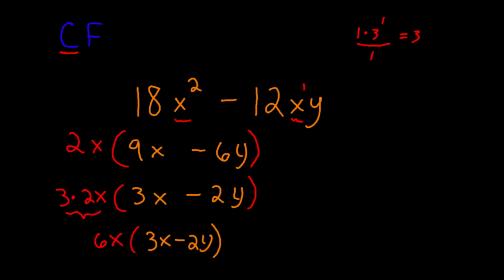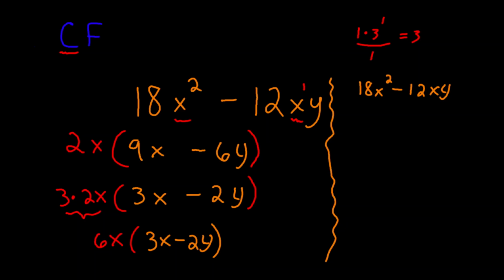So we're done here, and this explanation was pretty straightforward. Let's go ahead and try it without all the side notes, and I'm going to show you how to do this in real time. So we have 18x squared minus 12xy.